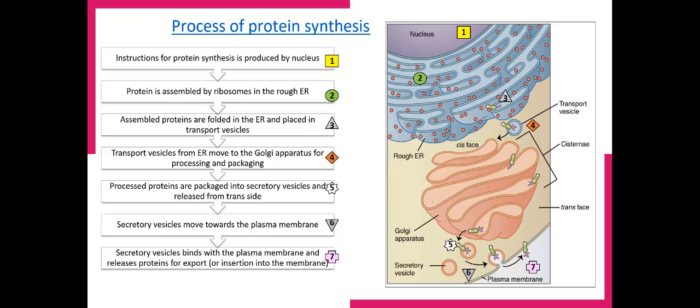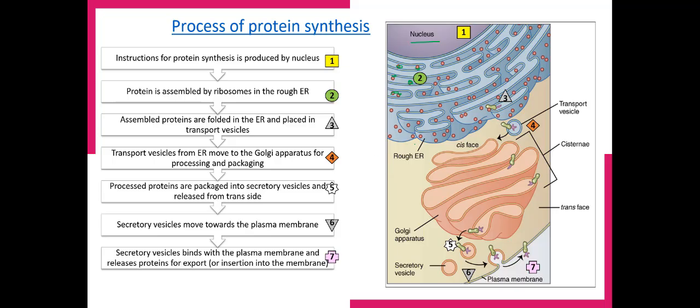The next slide goes through the process of protein synthesis. To start off, it starts in the nucleus, with the components of the nucleus producing a set of instructions for protein synthesis. Then those instructions are transported out of the nucleus into the rough ER, and that sends a signal to the ribosomes over here to actually assemble the polypeptide.